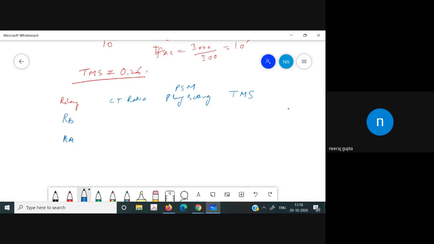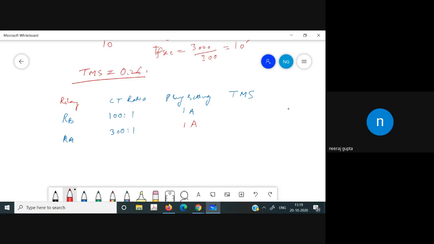We have the relay RB, then we have the relay RA. The CT ratio in relay RB is 100:1. In relay RA, it is 300:1. Then the plug setting is 1 ampere. It is not plug multiplier setting, it is only plug setting. So it is 1 ampere, and it is 1 ampere, 100% we have chosen.